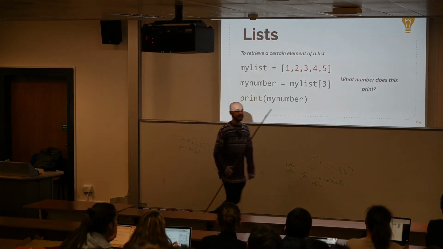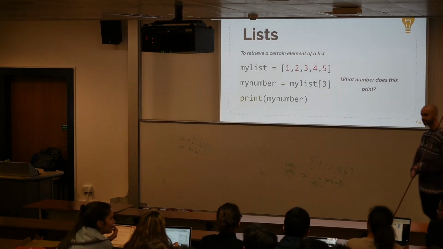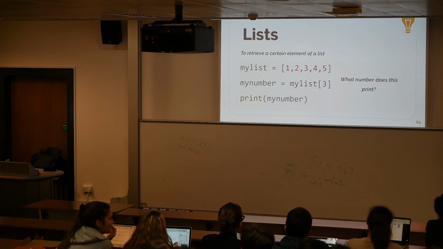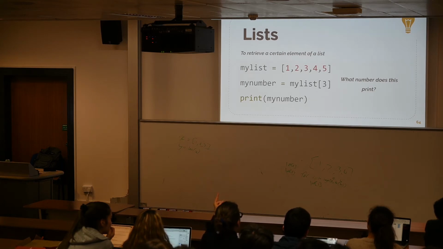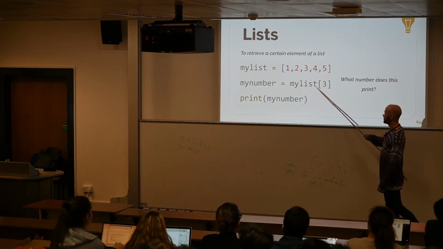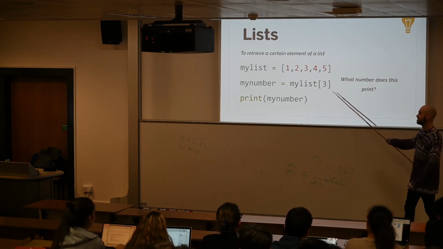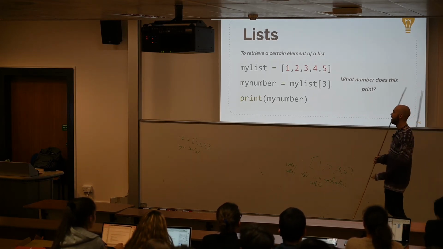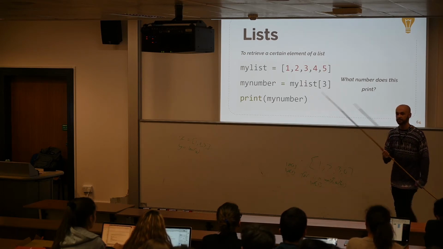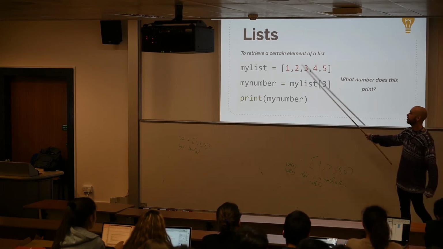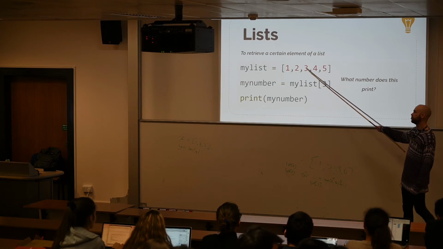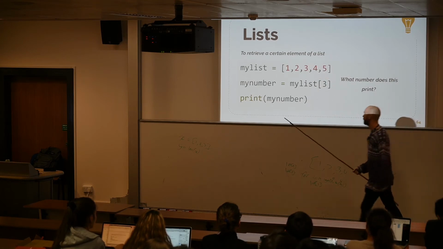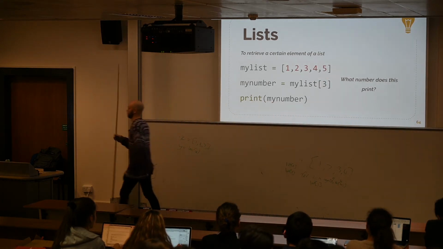4 is the correct answer. Can you explain why? Because it will print the number in the third position, because it starts with 0. 1 will be 0, 2. So the answer was this will print the number at position 3. And the positions in lists, as was very correctly stated, begin at 0. So this is position 0, position 1, position 2, position 3. So this prints 4. Very, very important.